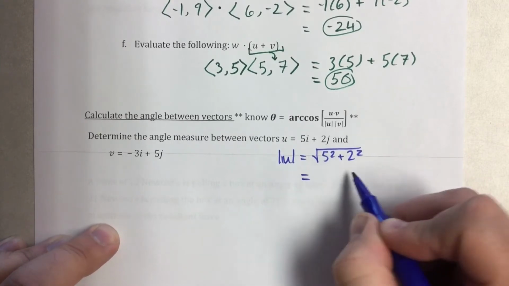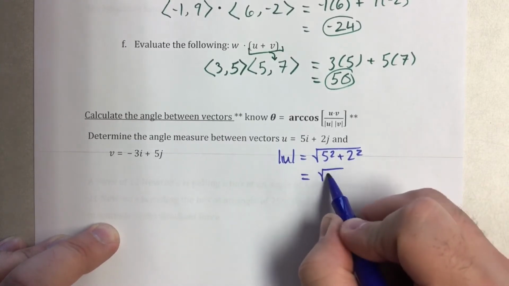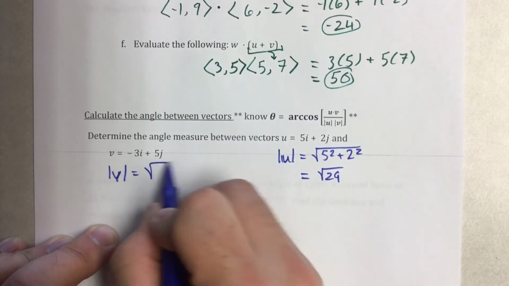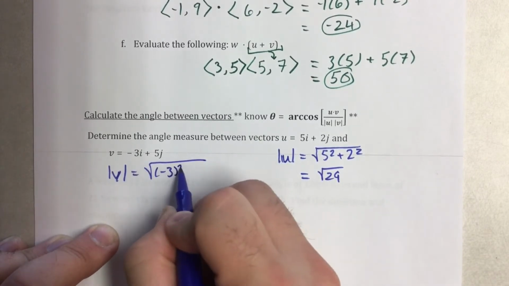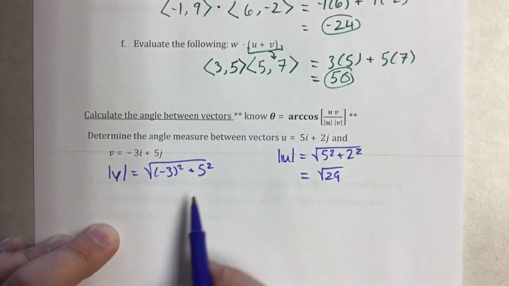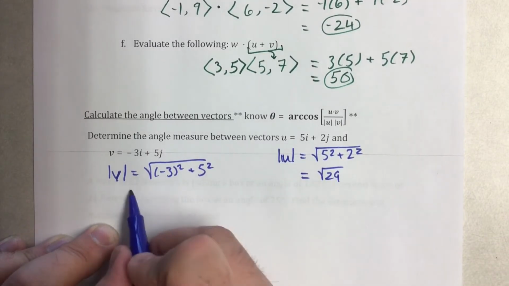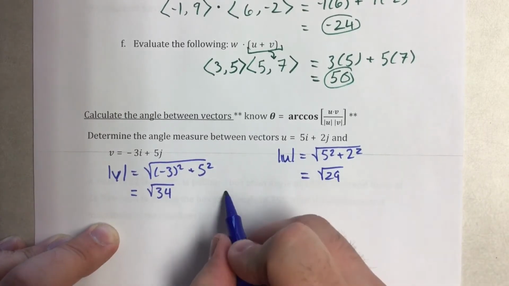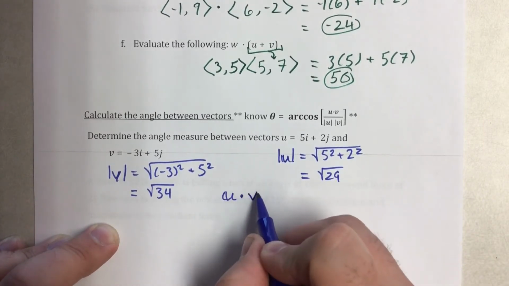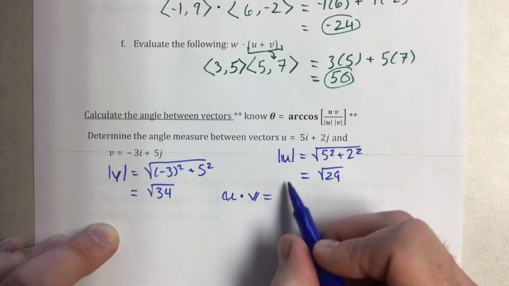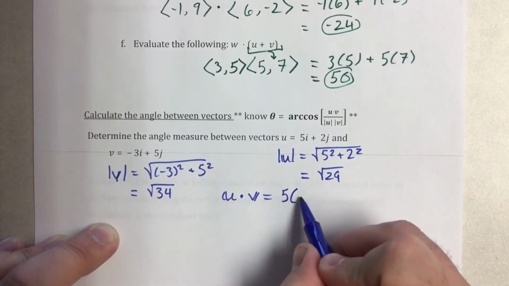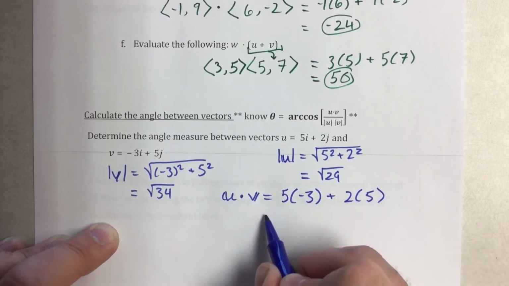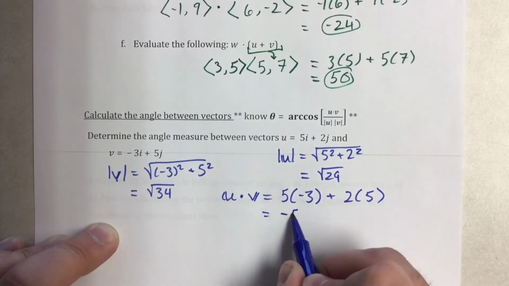So we're finding the magnitude of u, 25 and 4, so 29. Find the magnitude of v. So 25 and 9, that is 34. Okay. Now we need the dot product of those two. So that would be, let's see, 5 times negative 3, and then 2 times 5, negative 15 and 10, so negative 5.